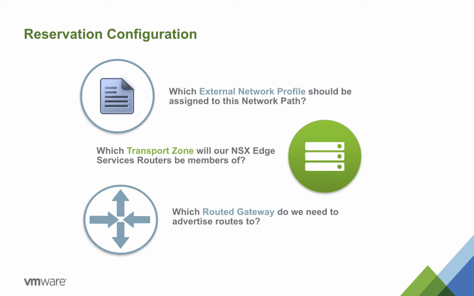Knowing that, there are three key configuration areas that we need to specify within a reservation for dynamic network provisioning: the external network to associate with the defined network path, the transport zone which Edge Services routers will be a member of, and finally the router gateway to which routes will be advertised in the event of using a routed network profile.